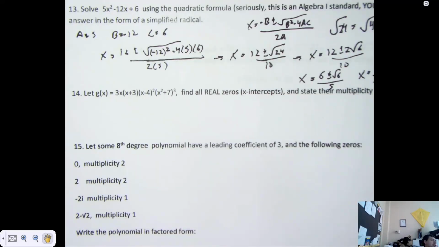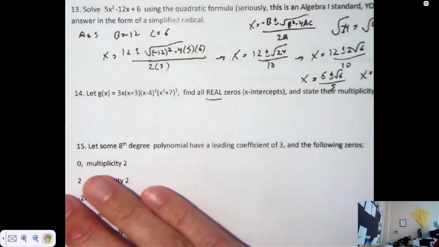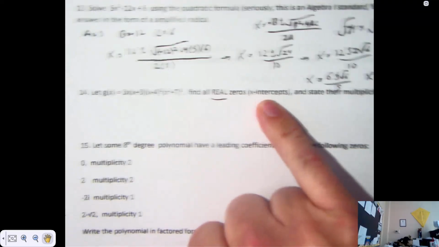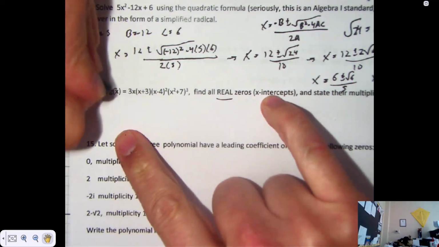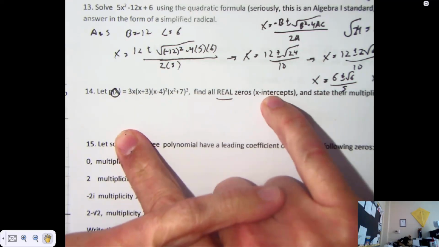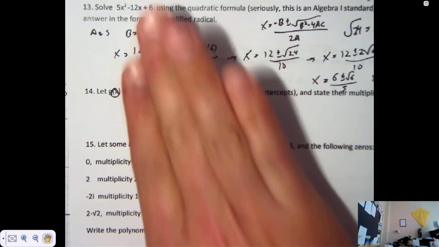All right, let g of x equal 3x times x plus 3 times x minus 4 all squared times x squared plus 7 cubed. Find the real zeros, your x-intercepts, and state their multiplicity. Now, x-intercepts happen when y is what? This is becoming a 0. That is becoming a 0. You use the cover-up method.